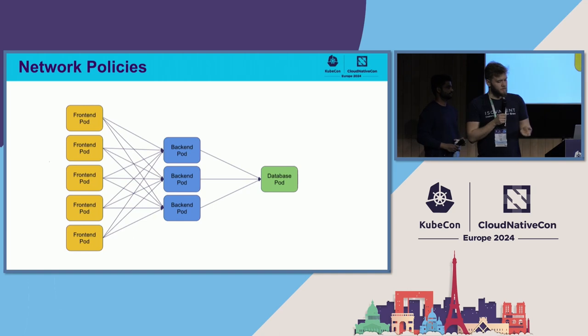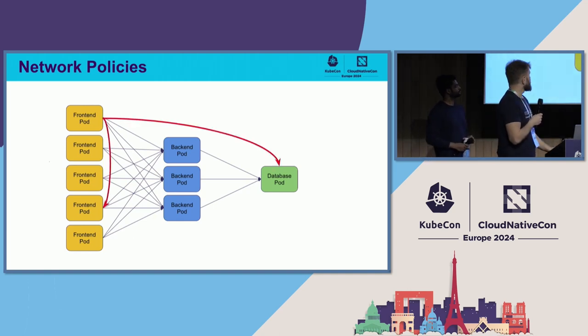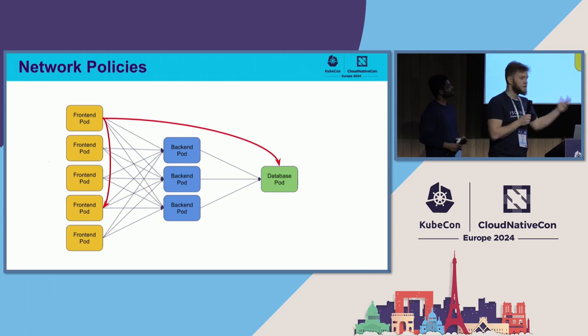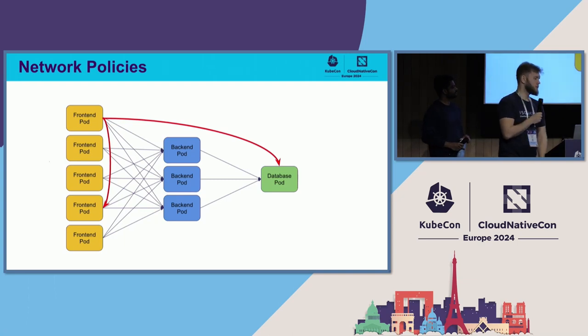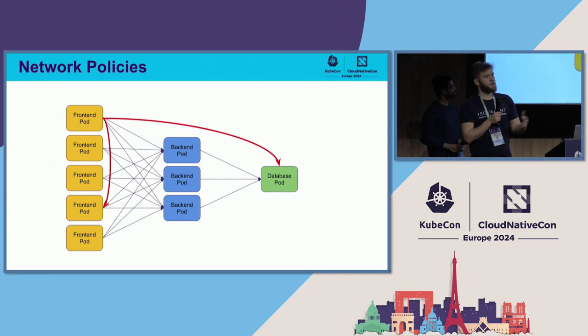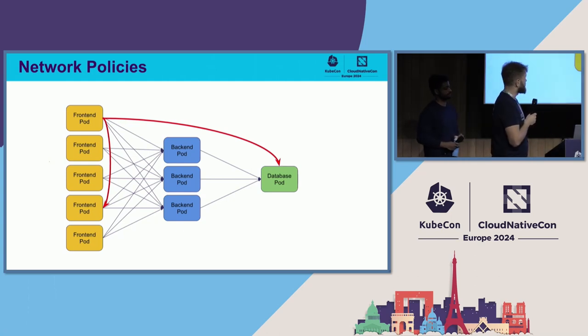But by default, in Kubernetes, each pod can talk to any other pod. So it's possible that a front-end pod can connect to another front-end pod or even talk directly to the database. So what you want to do is restrict those types of connections. And that's the purpose of network policies.